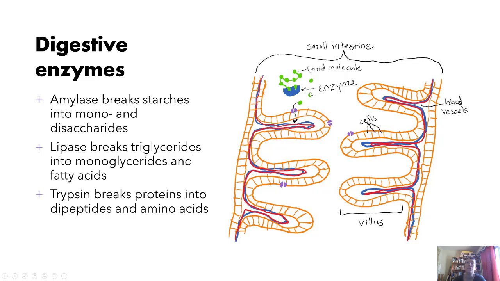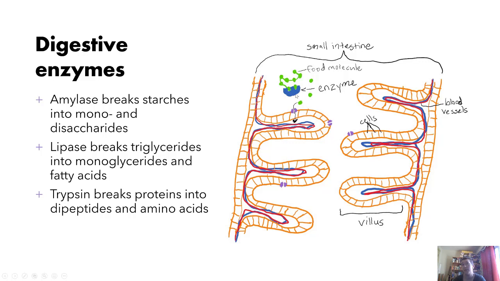And then the enzyme trypsin, which is another one that doesn't end in ASE because it was one of the earliest one discovered, is going to break up long chains of proteins into individual amino acids and sometimes dipeptides, which is two amino acids connected together.